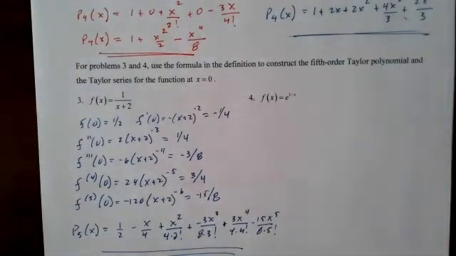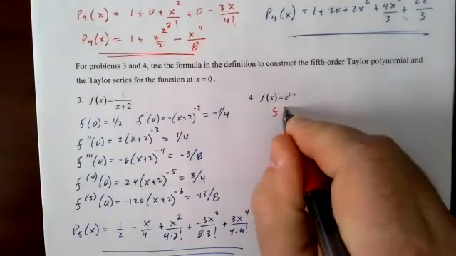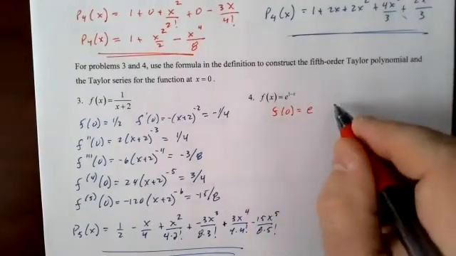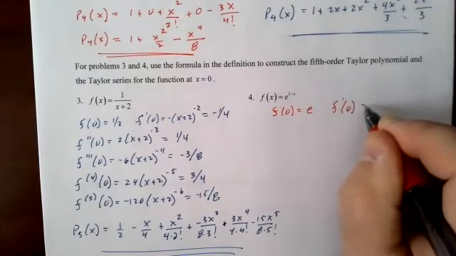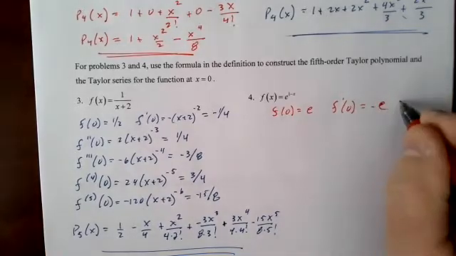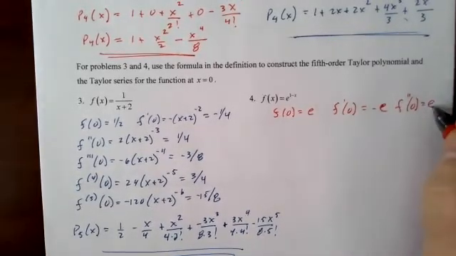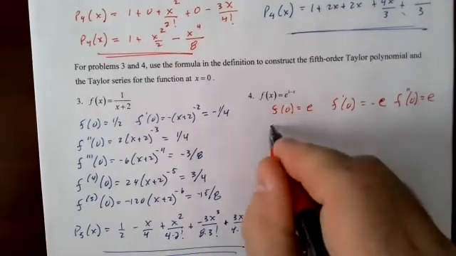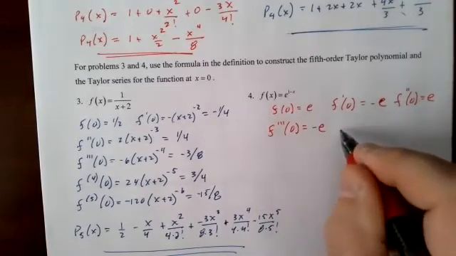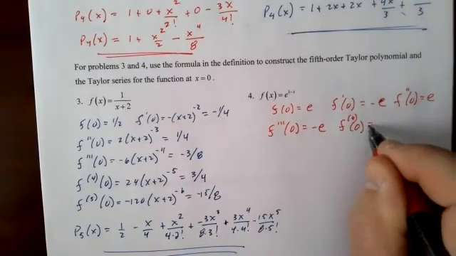Crazy math. Oh, I love my e's. They're so much easier. f of 0 equals e. First, f prime of 0 equals negative e. f double prime of 0 equals, shocker, e. You know what, you probably don't need to write all this out, but I do not trust my brain. You should not trust my brain either.